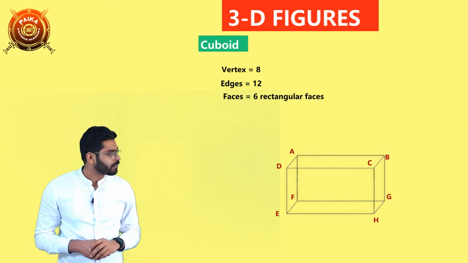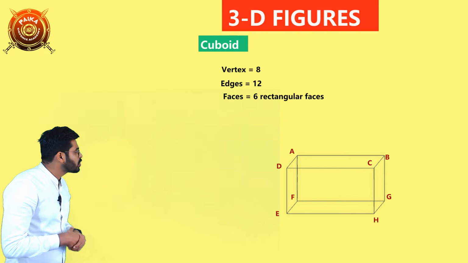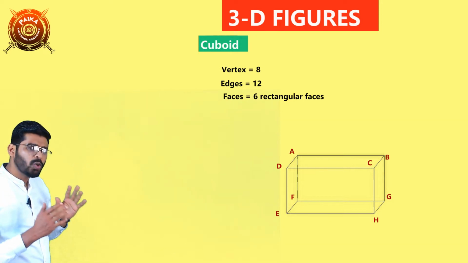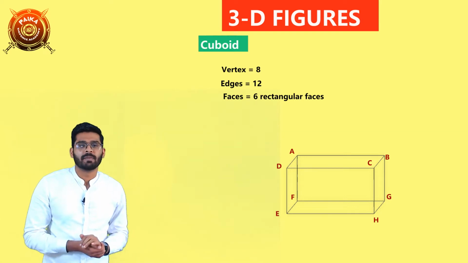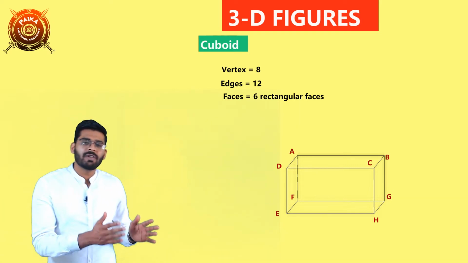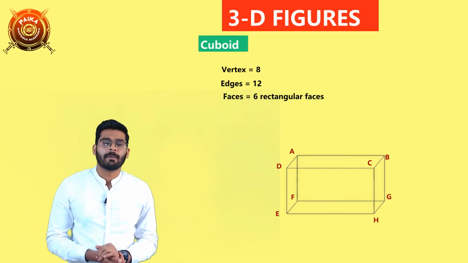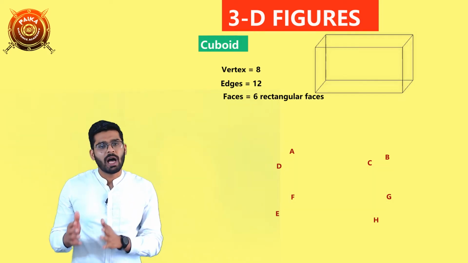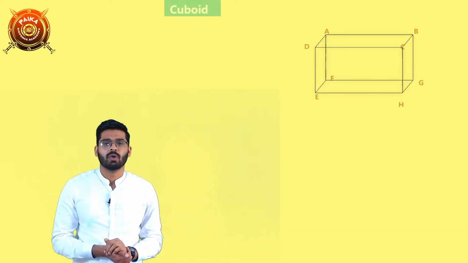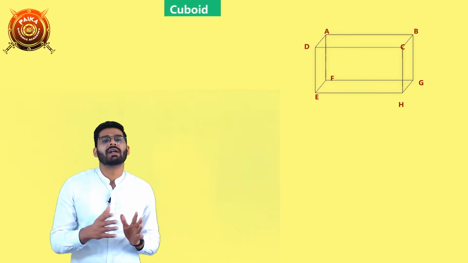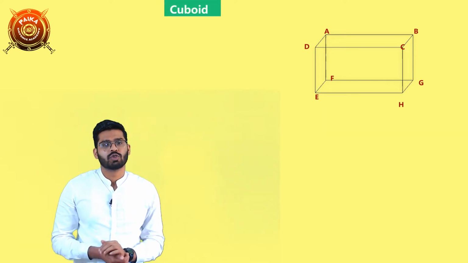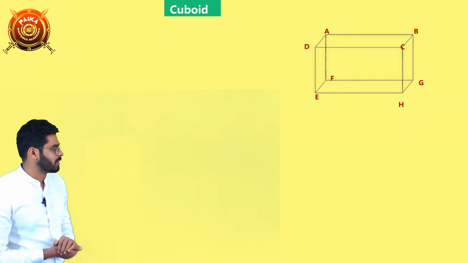So students, there are 2 important terms related to each 3D shape, total surface area and lateral surface area, and a lot of questions are asked from these 2 terms. So we will find out the total surface area of a cuboid and the lateral surface area of a cuboid. First of all, let us find the total surface area.